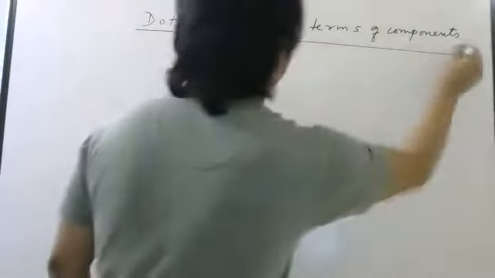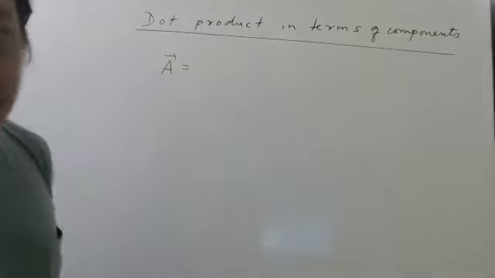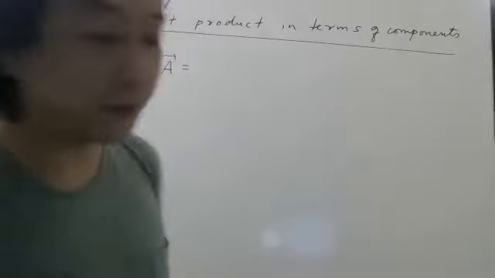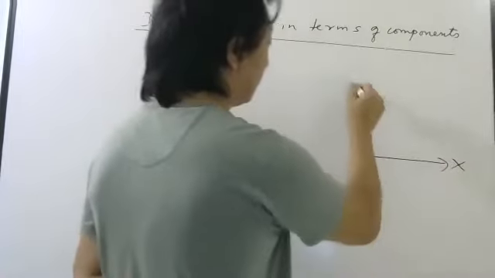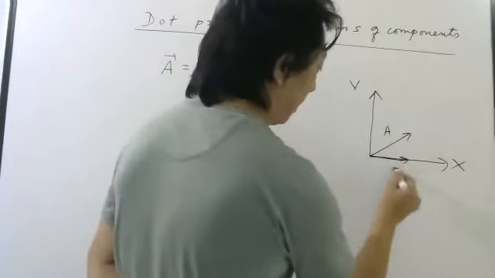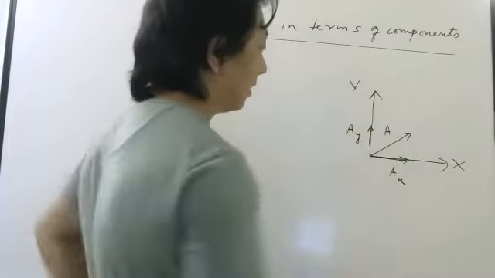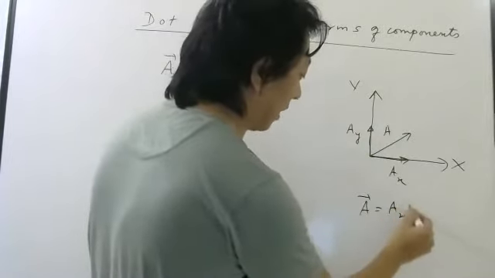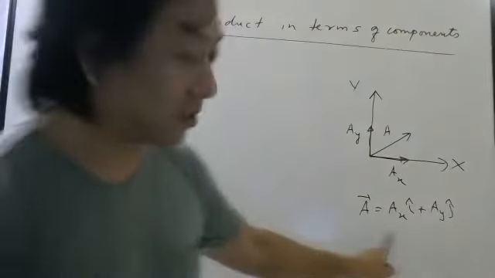So look carefully. Suppose A bar is a vector which is given in the component form. How do we write a vector in component form? If I give you a vector in the xy plane, A bar, and this is your x component, AX, and this is your y component, AY, then how do we write this vector? A bar equals AX i cap plus AY j cap. All of you remember this, right?